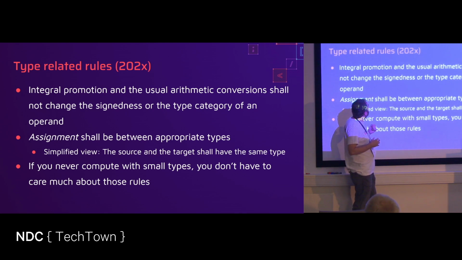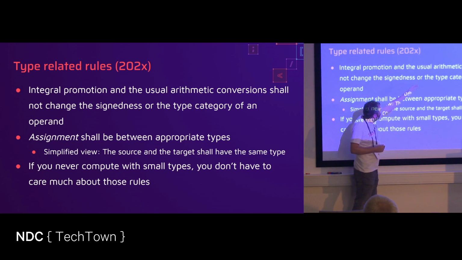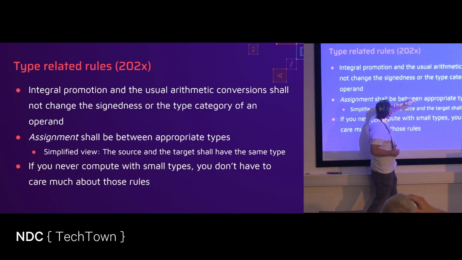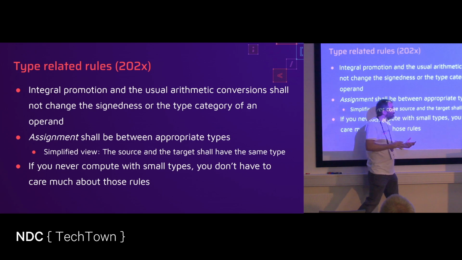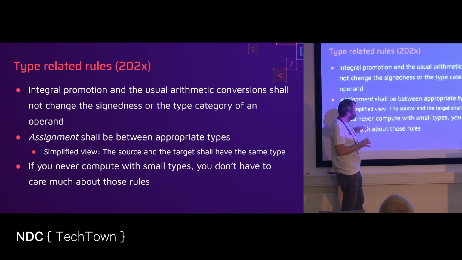And basically, there are two cases that are problematic when they happen. Is when you have an integral promotion or usual arithmetic conversion that changes the signedness of a type, because this is what is surprising. And the other one is when it changes the type category of an operand. So basically, if you are doing an operation, for example, that converts from int to float, this kind of stuff can be strange in some cases. So this is the first thing which is prevented.